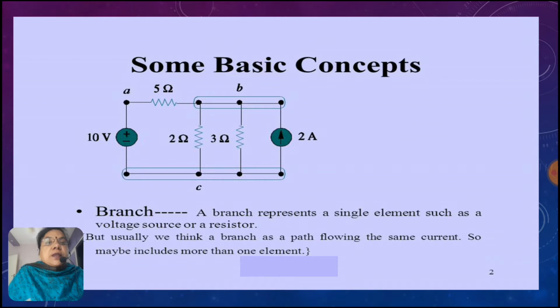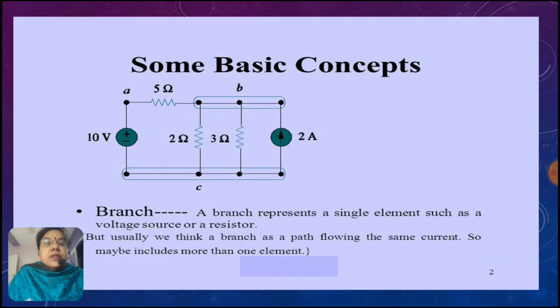Now, a circuit consists of two or three or more components. It may be resistors, capacitors or inductors. These are the passive components. They are connected in series or parallel form. Also there is a voltage source or current source connected in the circuit. So you just see on the board, this is called a circuit, which has three resistors, one current source and one voltage source.